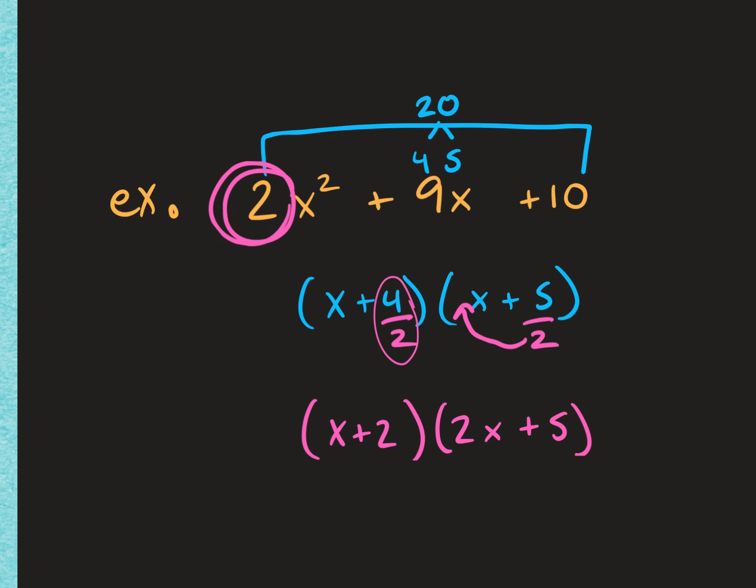So there's some questions like this in the homework where you can't take out a GCF, but the number in front of your x squared term is not 1, so you have to multiply the first times the last, and don't forget to go back in and divide.